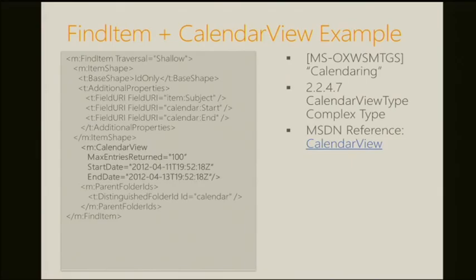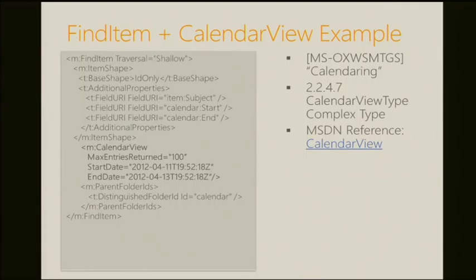There's actually one physical item in the calendar folder that has a recurrence pattern stating that the item repeats every day for the week. So if you were to search just based on the items, if you're doing a find item and just pulling back the individual items in that folder, you'd only get one item. If you use this calendar view and you search within a date range, you actually get individual occurrence items back for each occurrence of that recurring appointment.